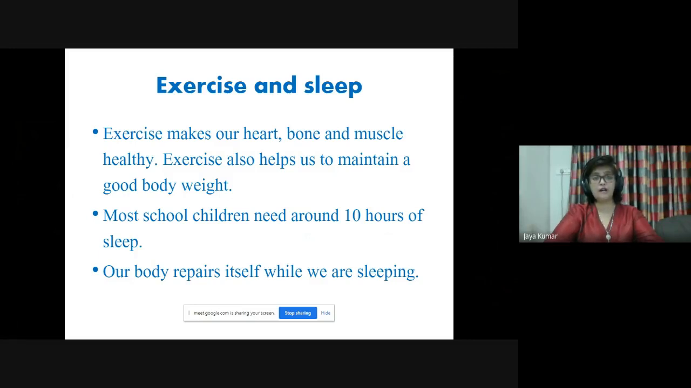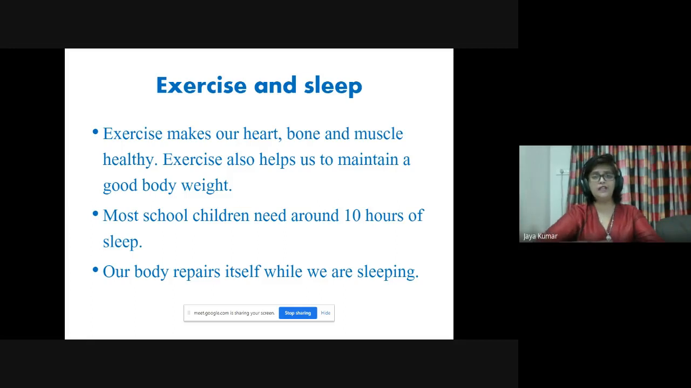Now let's talk about the two remaining pillars of good health, which are exercise and sleep. Just like food, exercise makes our heart, bones, and muscles healthy. Exercise also helps us to maintain a good body weight. Now, even sleep is equally important. Most school children need around 10 hours of sleep. Our body repairs itself while we are sleeping.